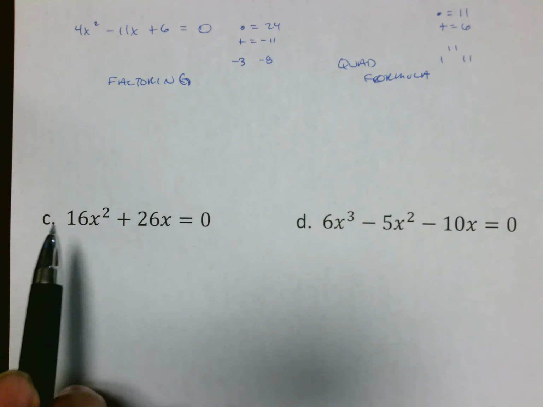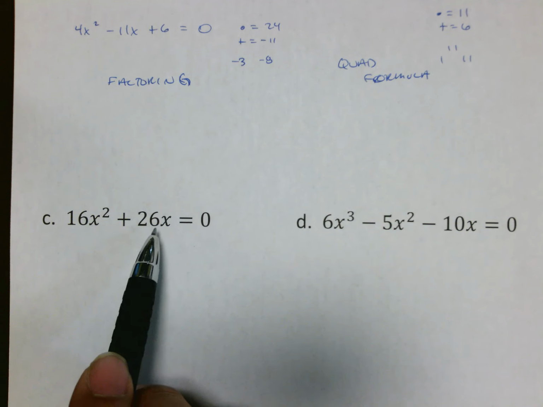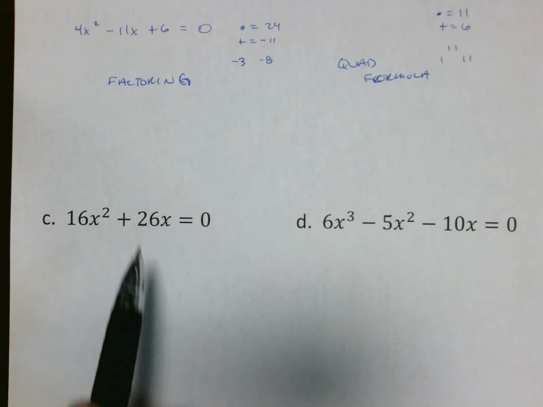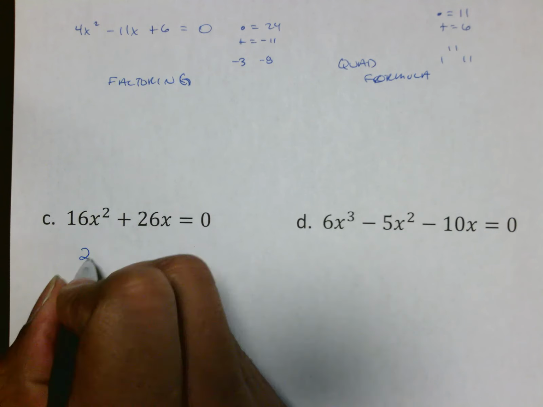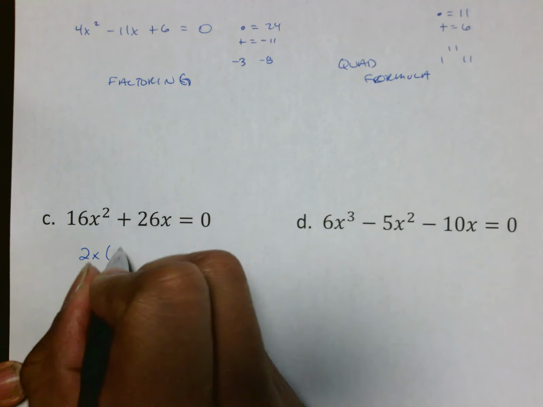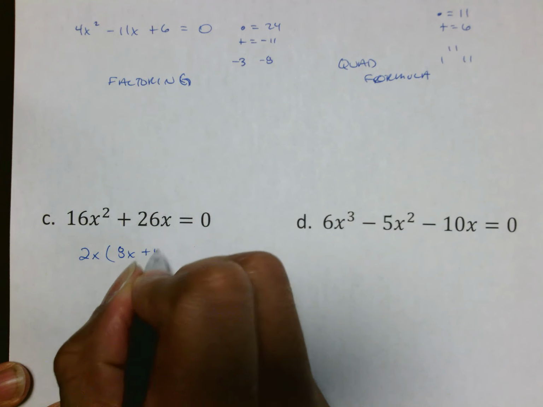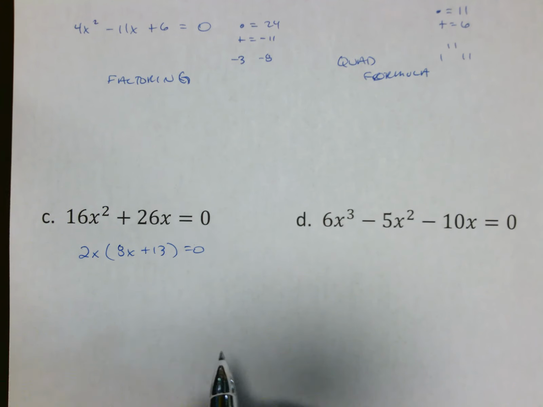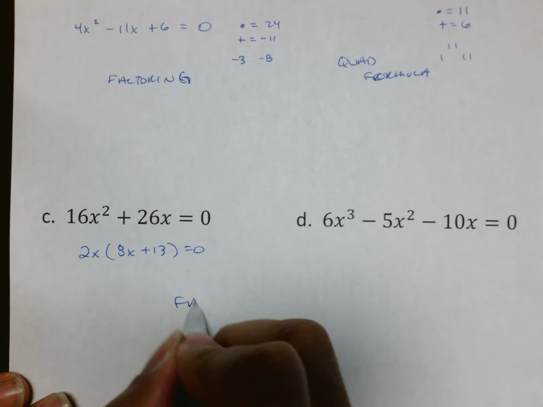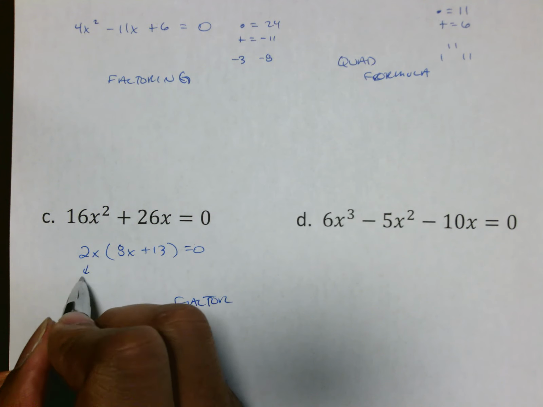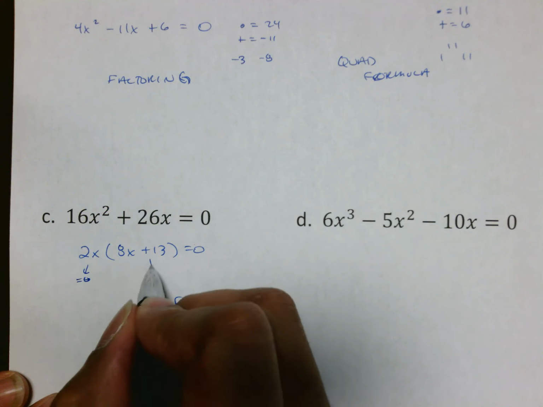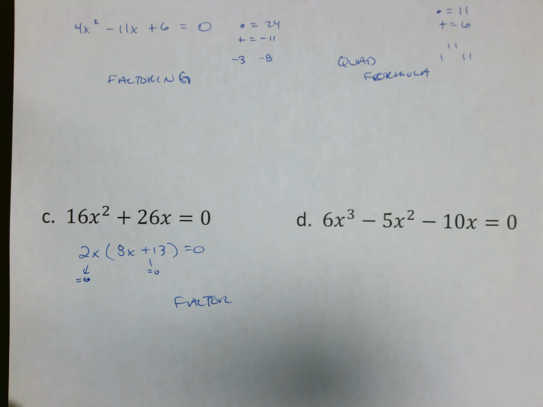C, again, this is where you want to start practicing. For me, I see an x squared and an x, which means that they obviously have something in common, but this to me is GCF, where I can take 2 out of both of these numbers, take an x off of both of these numbers, and I'm left with 8x plus 13 equals 0. And then of course this is solving by factoring, because you would put 2x equals 0 and you would put 8x plus 13 equals 0, and that would give you the 2 answers that you're looking for. Again, we'll get to practice on that, but solve by factor would be that one.